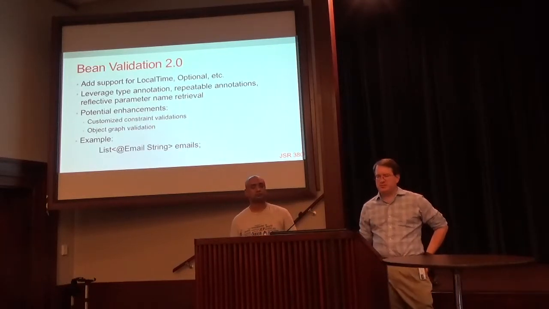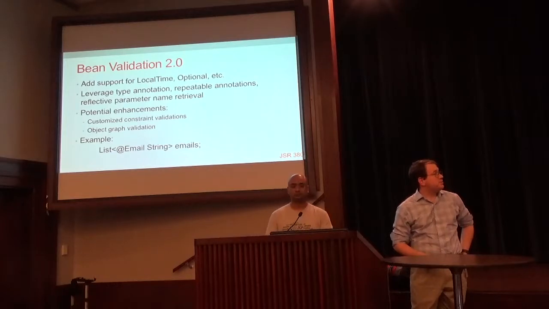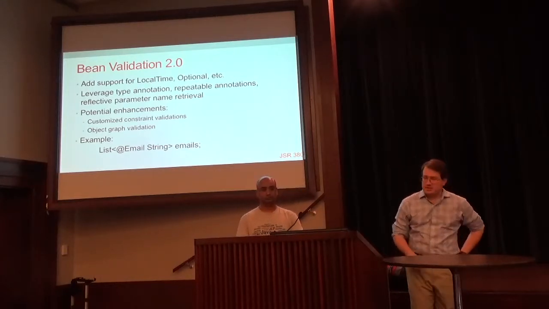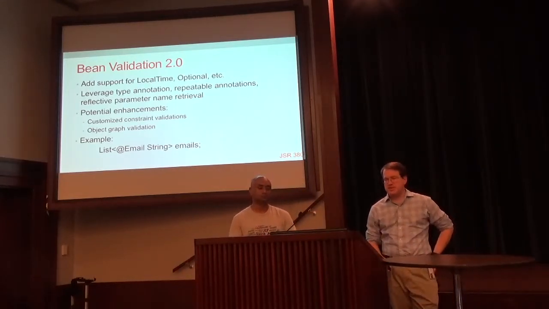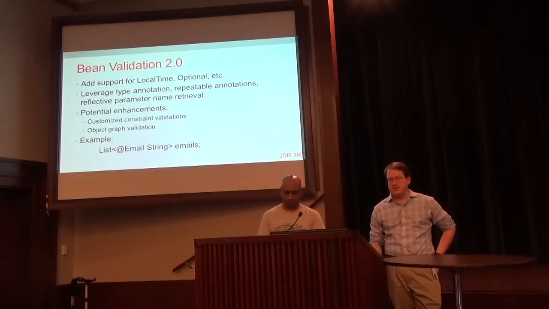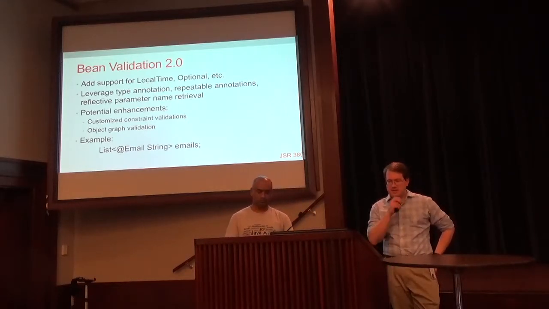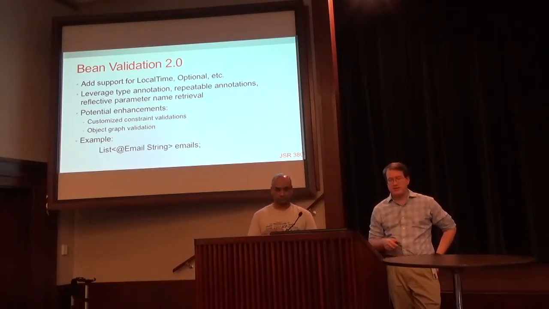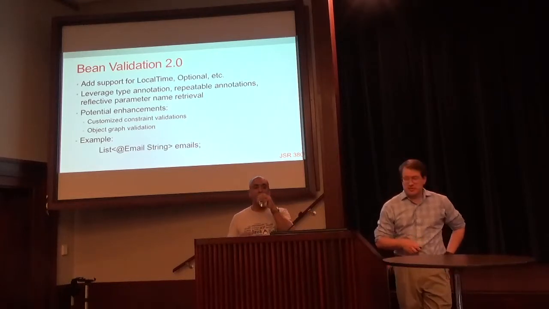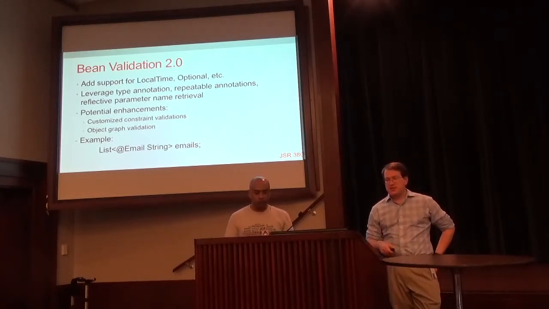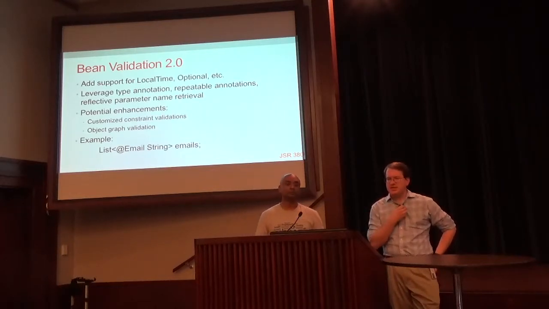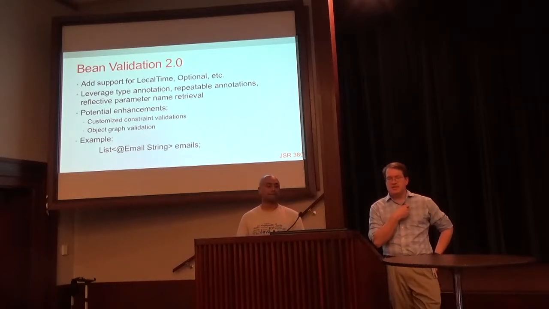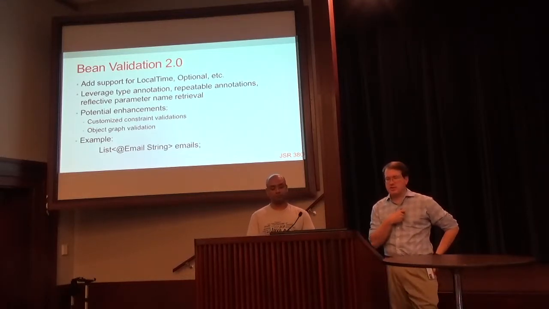So in Java EE8, one of the proposals is for bean validation 2.0. Bean validation 2.0 is adding support for local time and optional. It's leveraging the annotations and repeatable annotations, which we have another slide on, and we'll talk about. The potential enhancements, and the slide's a little bit out of date, but they were talking about at the time was customized constraint validations, being able to do validation of an object graph.